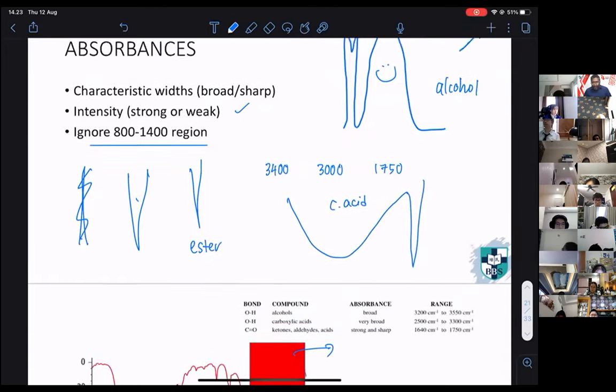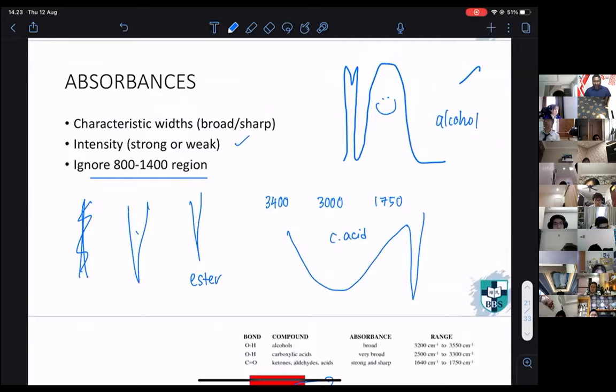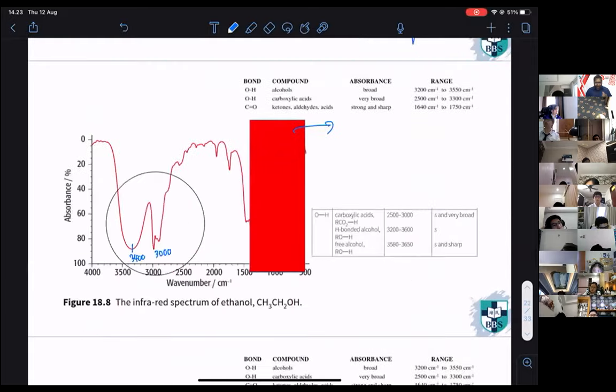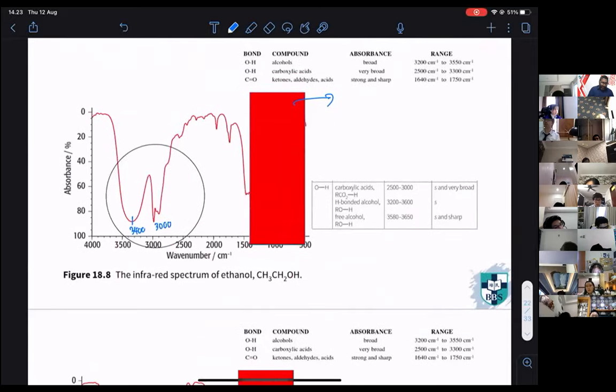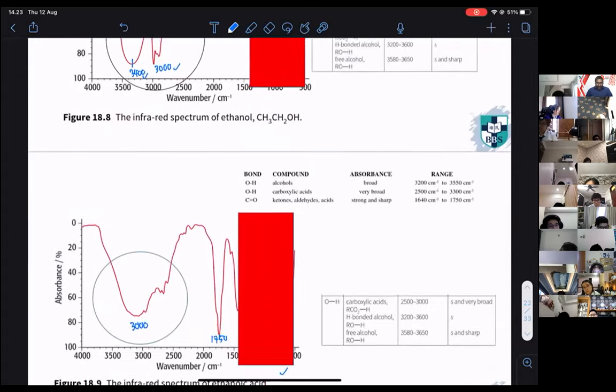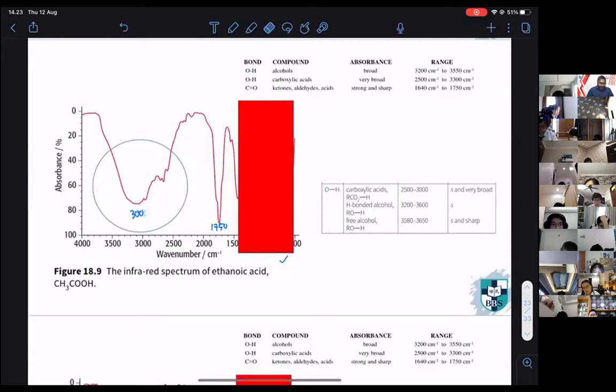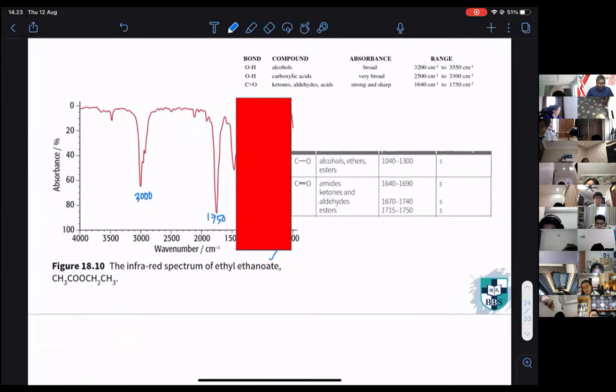So what I want you to remember over here is the numbers. See here, this is automatically alcohol, so the ghost saying the peace sign. Alcohol: 3,400, 3,000, and it doesn't have 1,750. When it comes to carboxylic acid, you see 3,000 and 1,750. And here, 3,000 and 1,750.